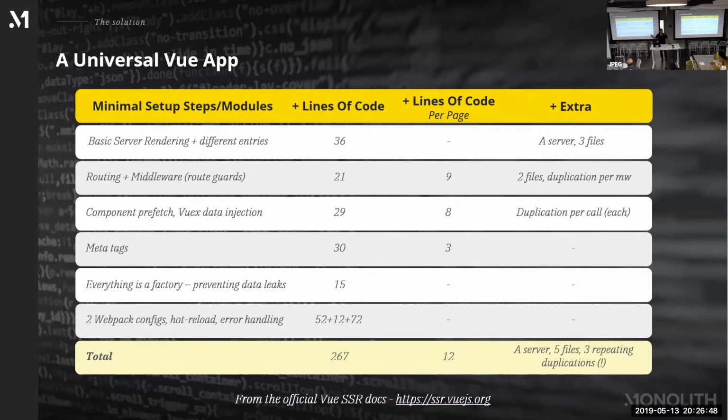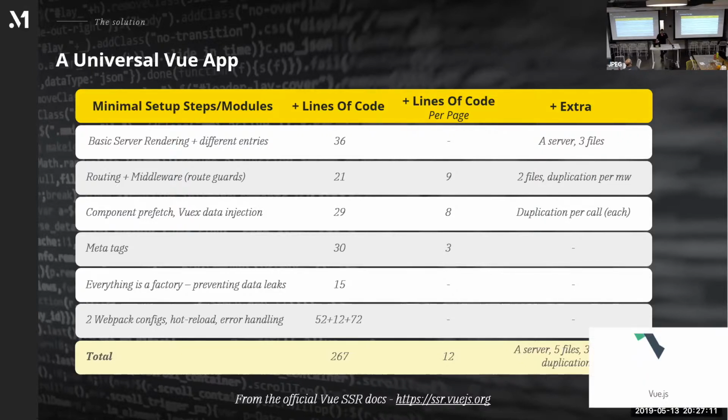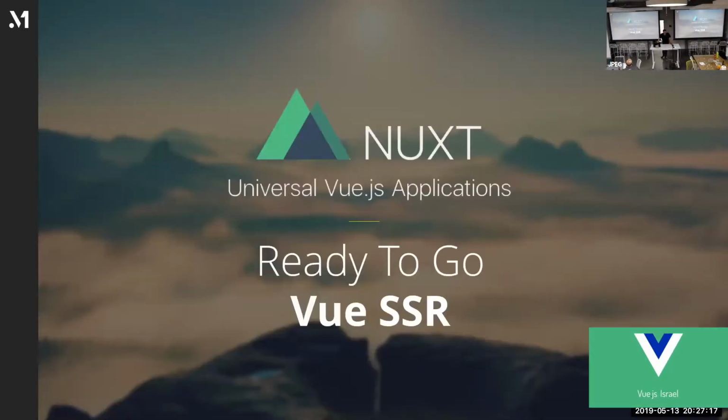So we have more stuff here. It's basically just the must. And as you can see, 267 lines of code and 12 lines per page. That's just something we tested on one of our projects. And server, 5 files and 3 repeating duplications. So that's pretty hard. Maybe a simpler solution.